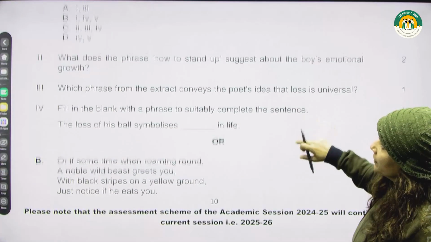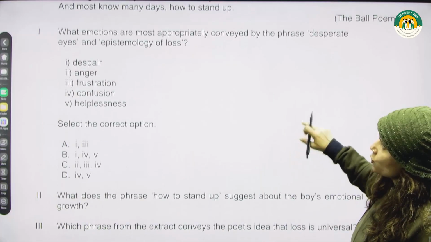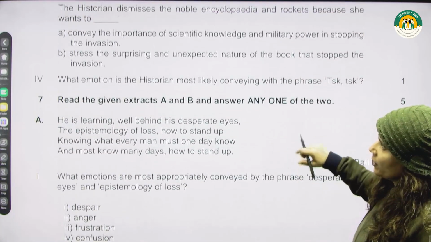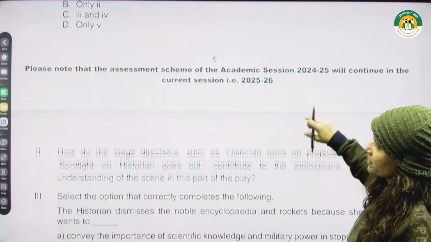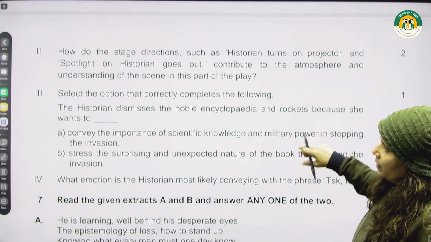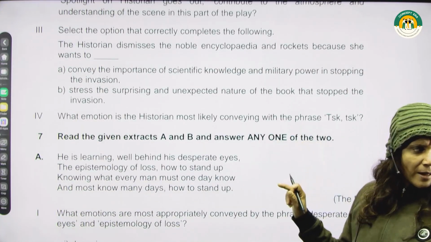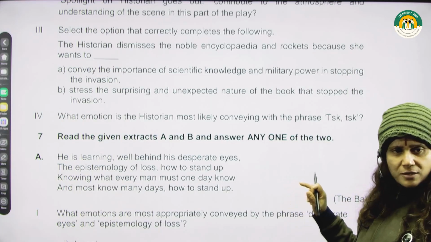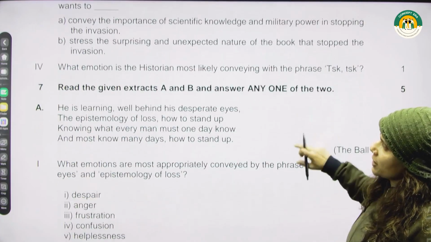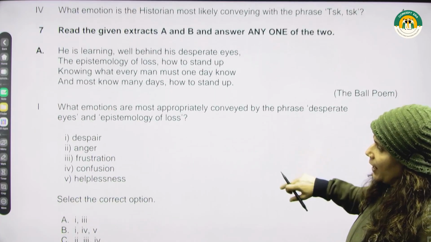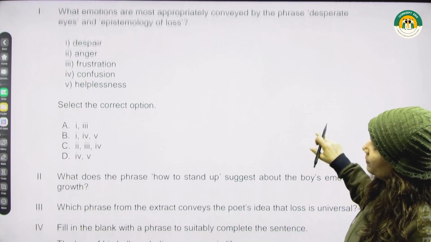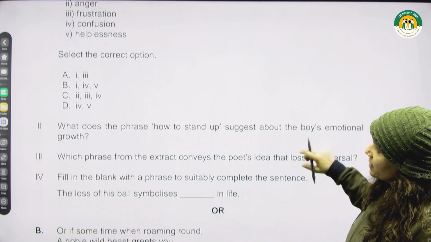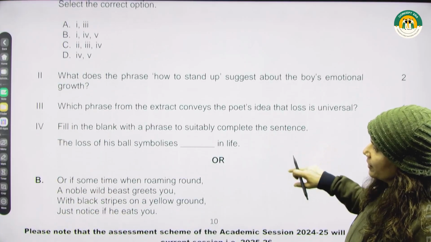And the first question is a descriptive question, while question number 2 is a case-based passage. Question number 3 is a grammar section where internal choices are given. Out of 12, the child is supposed to do only 10. And similarly, internal choice is given in the writing section as well as in the literature section.